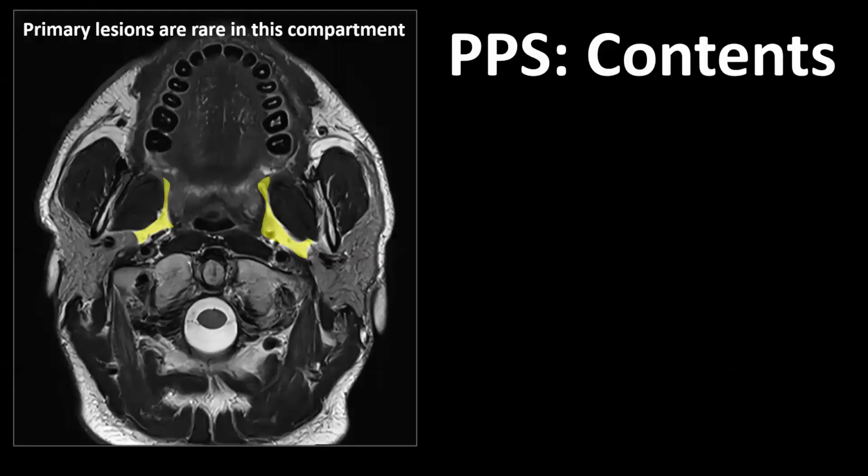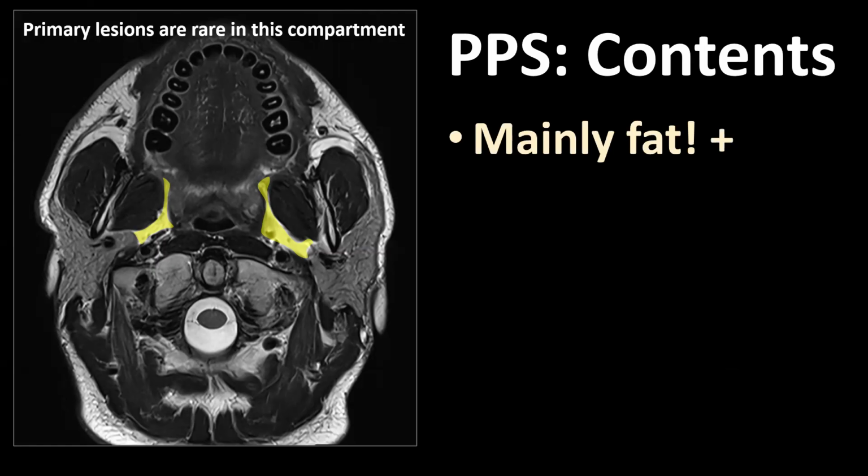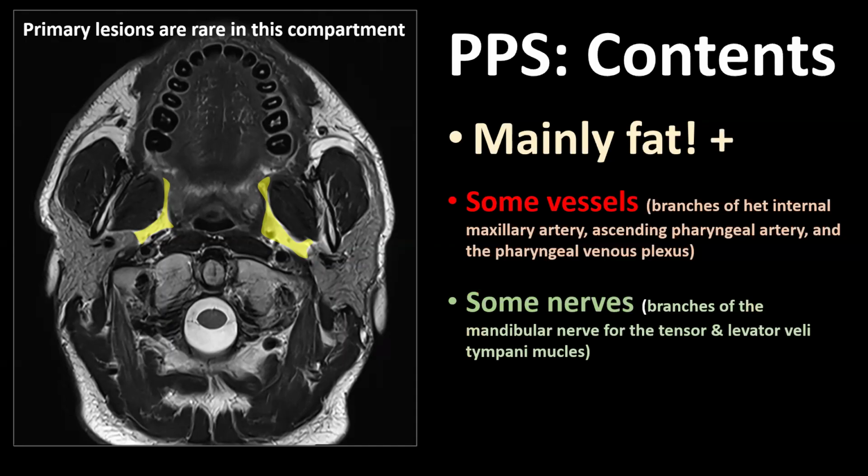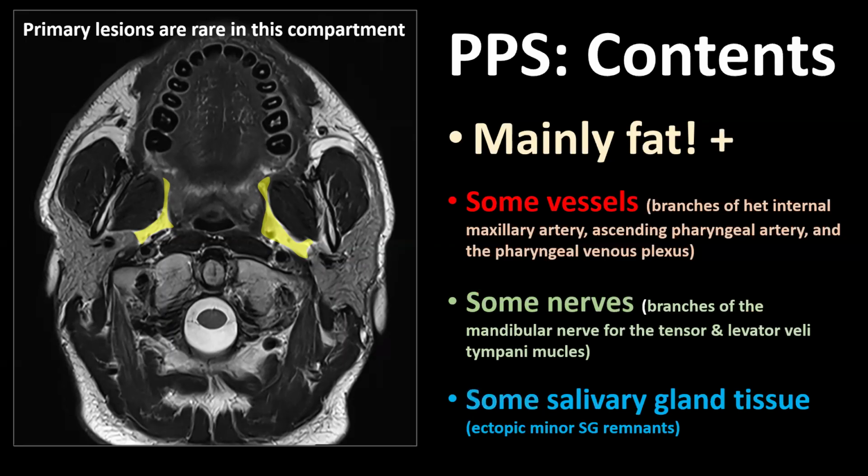What are the contents of the parapharyngeal space? Well, mainly fat, which makes it easy to recognize. So it's an important reference point when it comes to head and neck anatomy. There are some vessels there, some branches of the external carotid artery, like the internal maxillary artery and the ascending pharyngeal artery, and also the pharyngeal venous plexus. There are some nerves there, like some branches of the mandibular nerve for the innervation of the tensor and levator veli tympani. No, that must be palatini muscles. My mistake. So that's the palatini muscles, and also some ectopic minor salivary gland remnants.